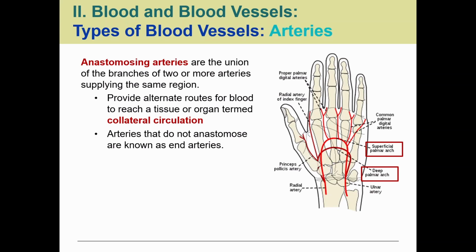And then lastly, we get the anastomosing arteries. These are where we see arteries branching together, supplying the same region. So we look at things like the hand and the feet. We see these archways, like the palmar arches. These give us different routes to get to the same tissue or organ. If they don't have this, then it's considered an end artery.